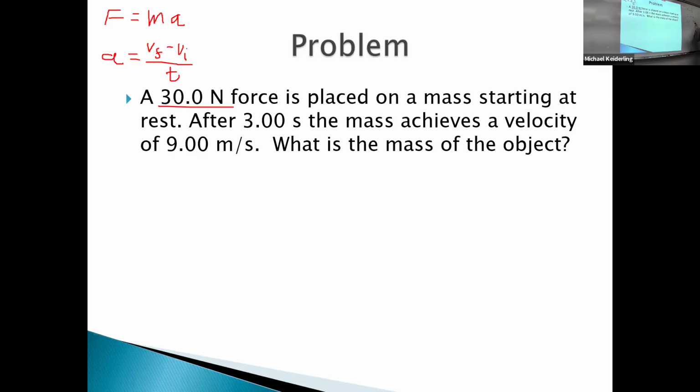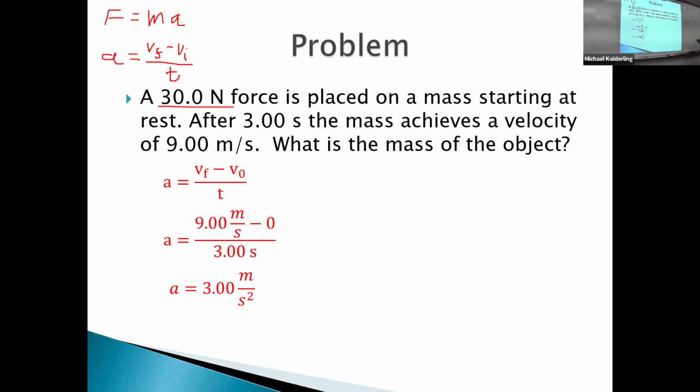So the first thing we need to do is figure out the acceleration of this object. Acceleration is final velocity minus initial velocity over time. Our final velocity is 9 meters per second. Our initial velocity is 0 because we started at rest. The time is 3 seconds. So 9 meters per second minus 0 over 3 seconds gives us an acceleration of 3 meters per second squared.